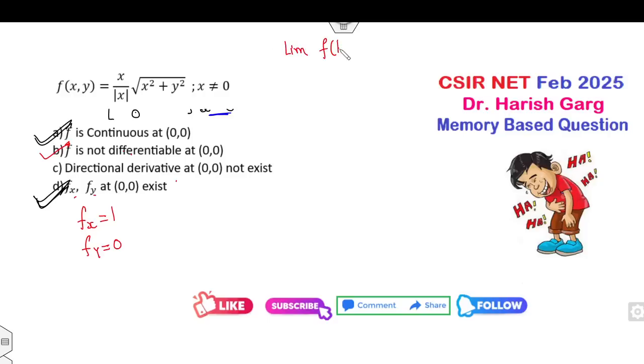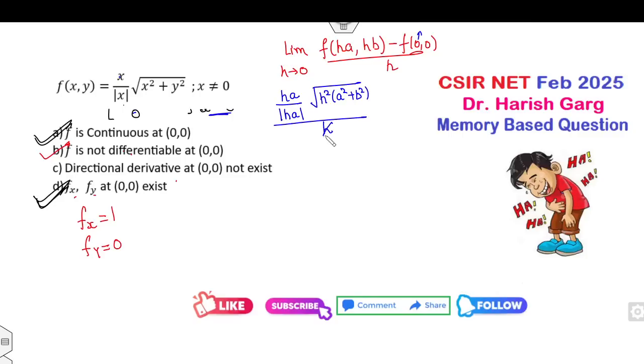So that means f(ha, hb) minus f(0, 0) divided by h, as h approaches 0. When x is 0, the answer will be 0. So it is ha over h over the root of h square, which is common, a square plus b square, divided by h. One h will be cancelled. It is a mod of h, mod h will be cancelled. So it's a over mod a into root of a square plus b square. So clearly when you take the limit as h approaches 0, fine, the answer will be this.